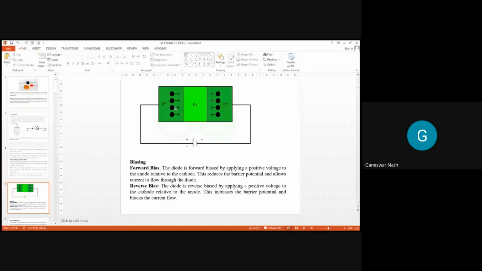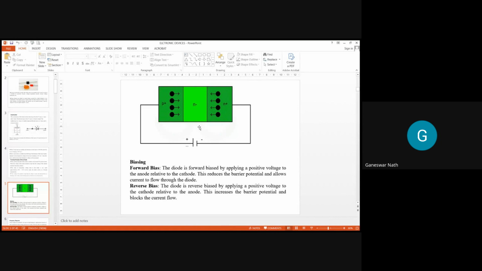Just you can see the operation. This is a circuit, this is a block diagram. This is p plus, this is n plus, where p plus has a large number of holes and n plus has a large number of electrons, and this n minus is slightly doped. But when a forward bias is applied, the p type is connected to positive and the n type to negative, so electron flow takes place from n to p, and current flows from the p type to the n type.